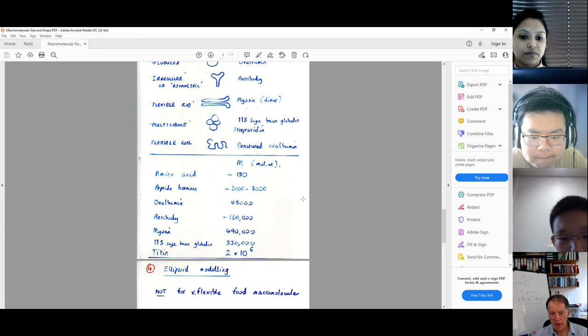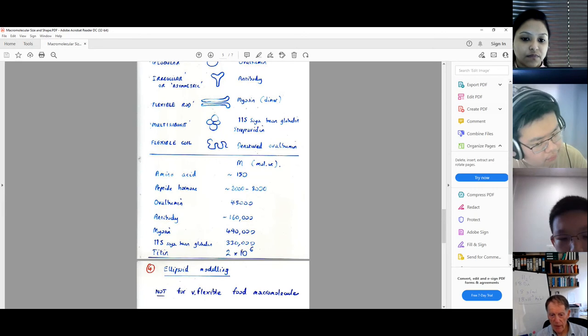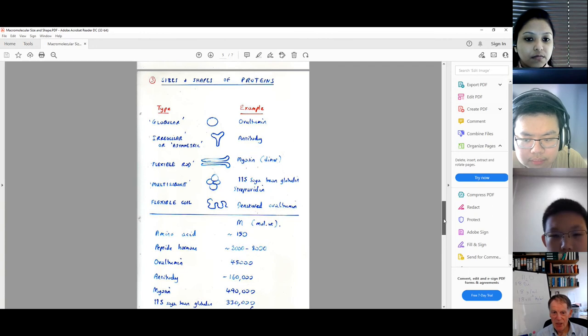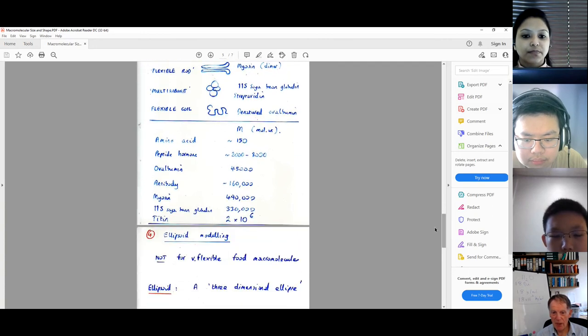Antibodies, about 160,000. And then we can go right up to these large molecules like chitin, 2 million, and that can also associate into larger structures which are greater than 5 million. That gives you an idea of the ranges of sizes of proteins compared to an amino acid molecule. All right, folks, that's the shapes and sizes of protein molecules.